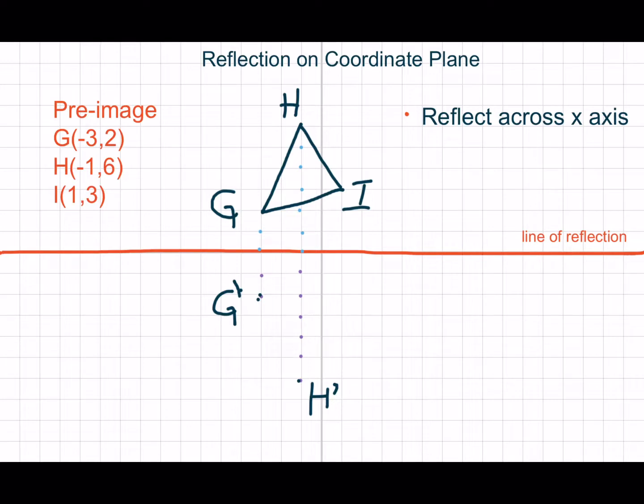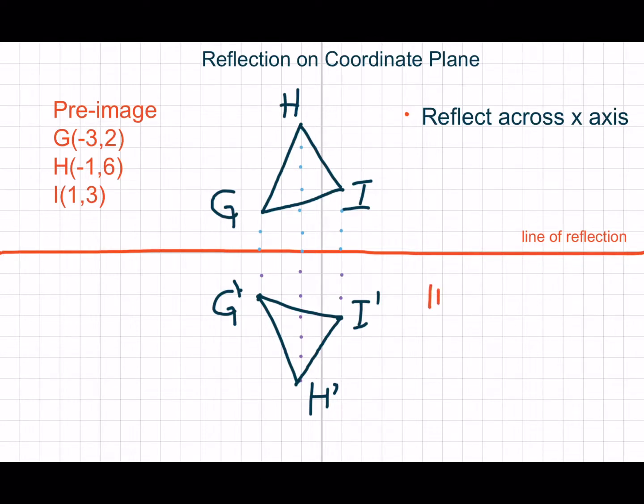Let's go on to point I. I is 1, 2, 3 units above the line of reflection. Match that below. 1, 2, 3 units below. That point right there is going to be your I prime. And then connect your points and you will get your image. You have reflected the triangle GHI across the x-axis, creating triangle G prime, H prime, I prime.